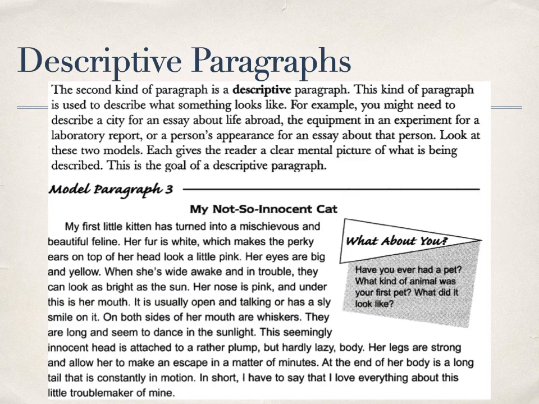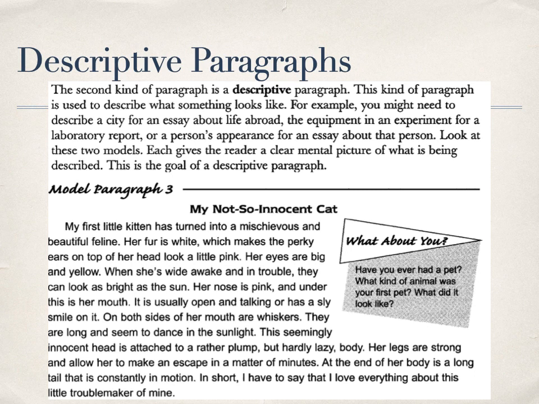Okay, paragraph type number 2, descriptive paragraphs. So go ahead and you can read the description there and model paragraph 3. Okay, so you can unpause the video now and let's just talk about descriptive paragraphs. So the most important element of a descriptive paragraph is that it describes something, its appearance, for instance. That's the goal of a descriptive paragraph.